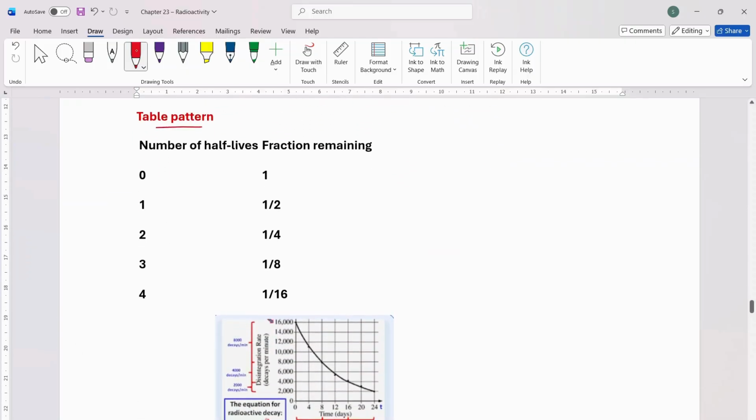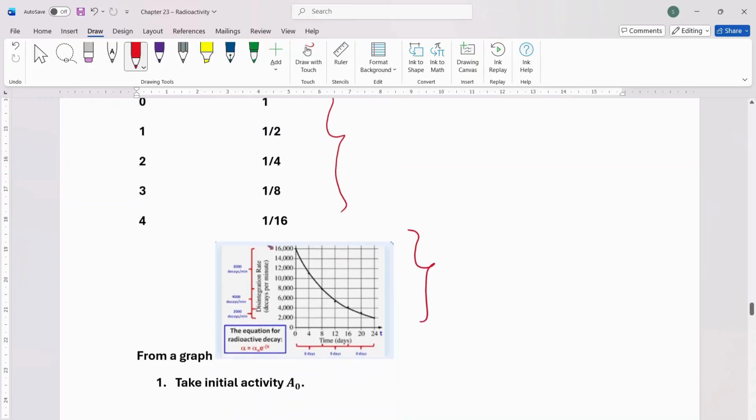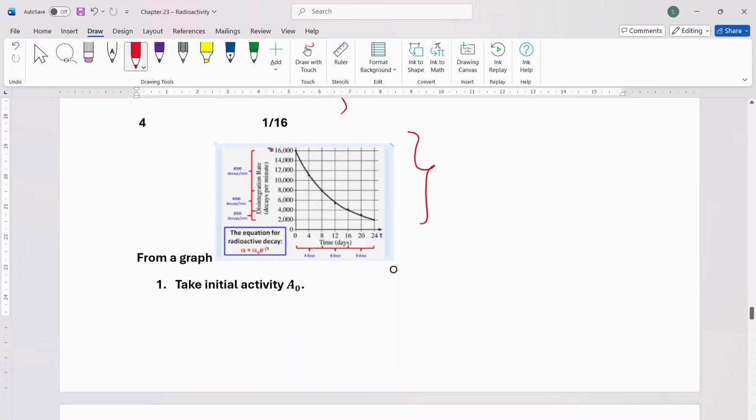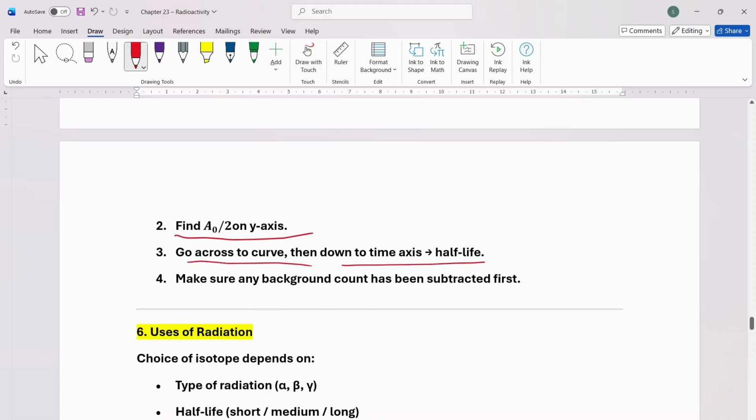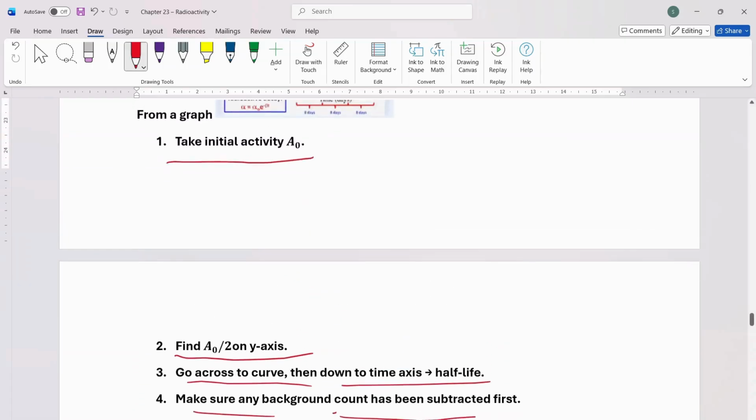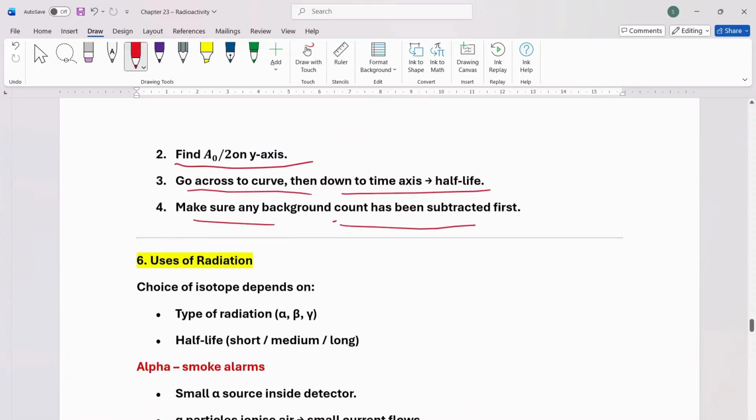The table pattern, for example, you can see here the half-lives, and it is shown diagrammatically as well in the graph. So your initial activity, mark it as A naught, then A naught divided by 2 on the y-axis, and you can make a curve, and the half-life can be shown as it's given in the diagram.